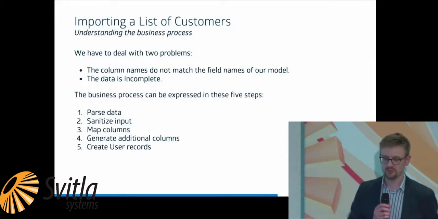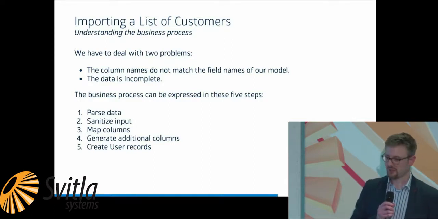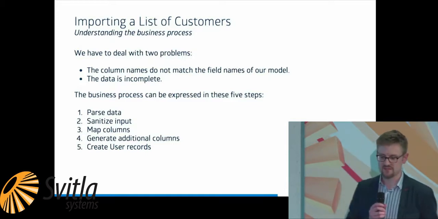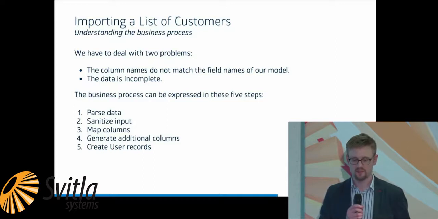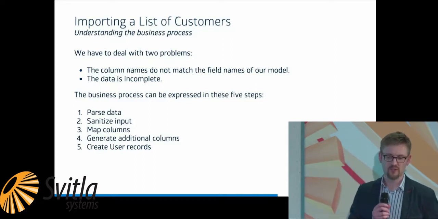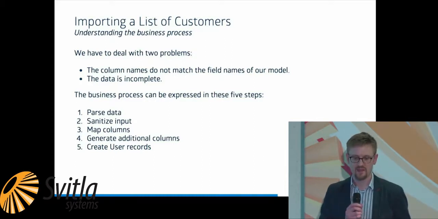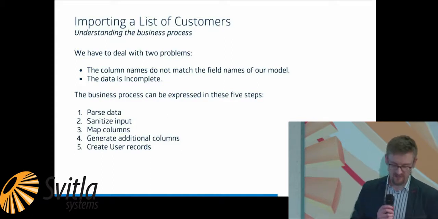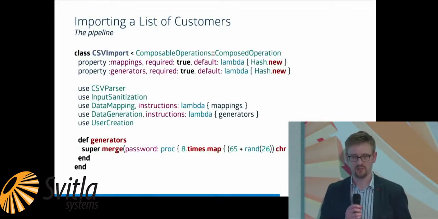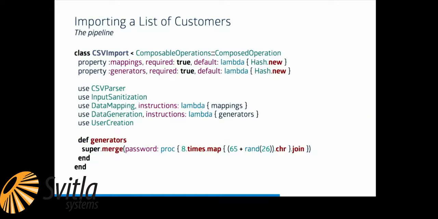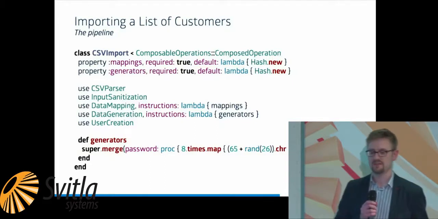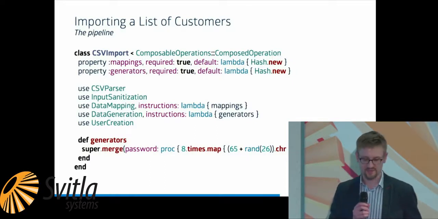So what we really need to do to model this business process is parse the data, then potentially sanitize the input to make it easier to work with. Then we map columns. Finally, we generate additional columns, for instance, the password that isn't in the CSV. And the last step is to create user records. That actually is a very linear process and therefore can be modeled with a composable operation. So in the middle, you see the 5 components that correspond to the business needs I just presented. And this operation takes a set of mappings and generators that allow you to configure the operation without subclassing or anything.